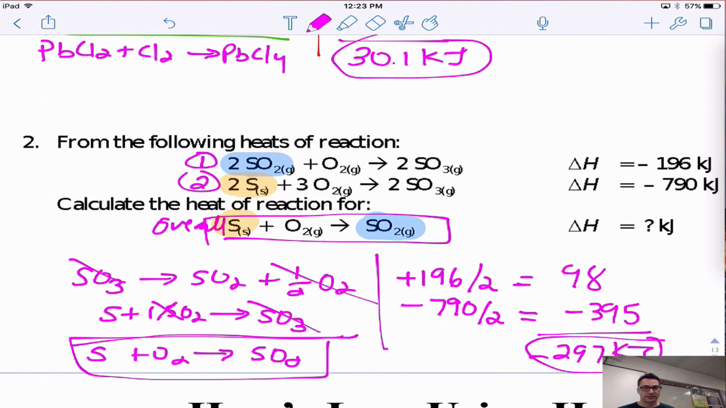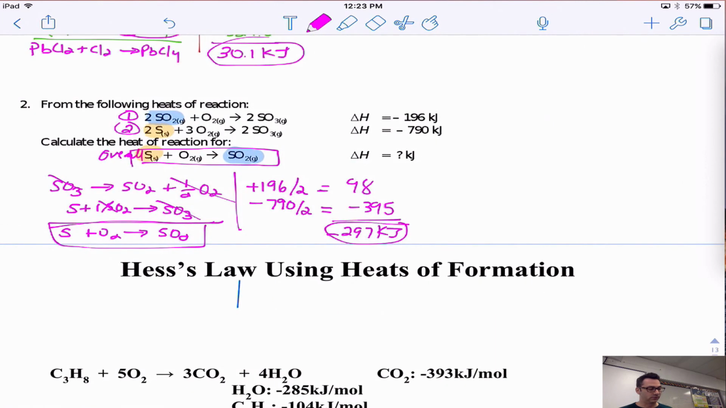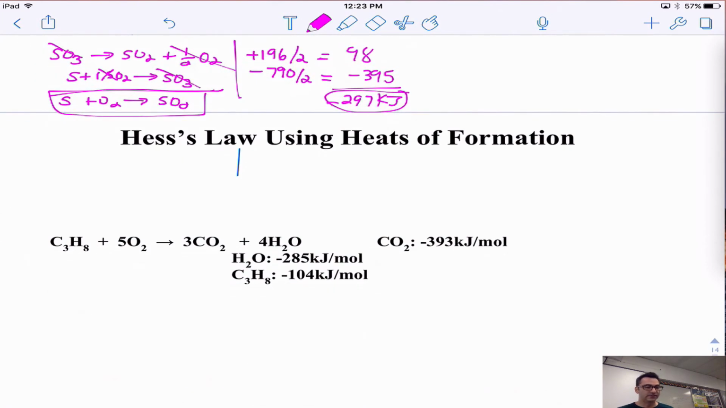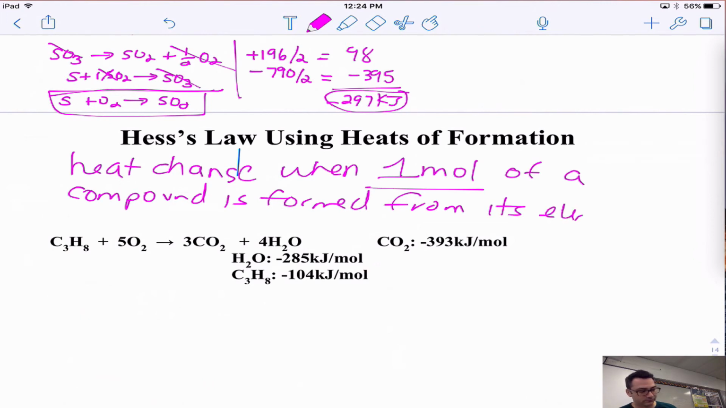There's another part of Hess's law that I want to discuss with you, and that's sort of like a shortcut, using heats of formation. Let me define for you what a heat of formation is, because it's very specific. A heat of formation is the heat change, could be positive or negative, when, and this is very important, 1 mole, has to be 1 mole, of a compound is formed from its elements in their standard states.